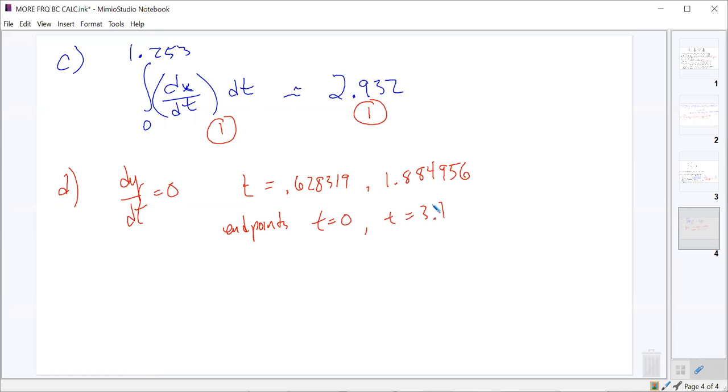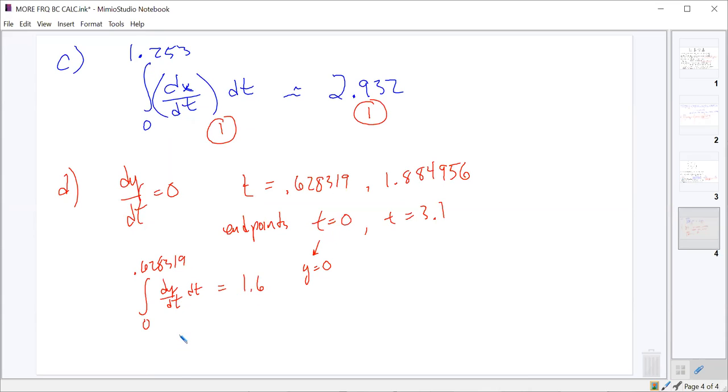And so we just need to figure out which one of those is the highest and which one of those is the lowest. Well, at t equals 0, we know that the y value is 0 because it starts at the origin. And then we'll figure out all the rest. So we'll integrate from 0 to 0.628319 of dy dt dt. And that one came out to be 1.6.